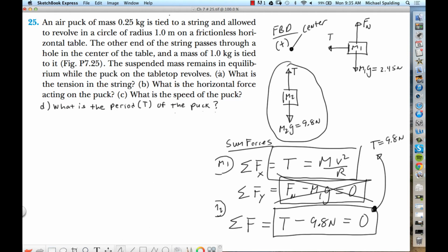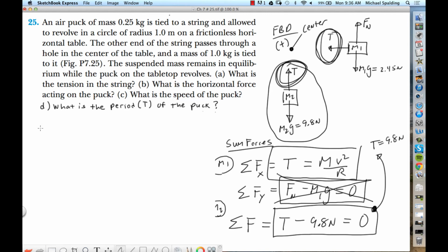I think that's the answer to number 1. What is the tension in the string? Boom, 9.8 newtons. Okay, B. What is the horizontal force acting on the puck? It's the tension, which is equal to 9.8. So basically, we found the tension from M2, which is the same tension as that, because it's the same rope. It's the same piece of string, so the tension's the same. Does this make sense?